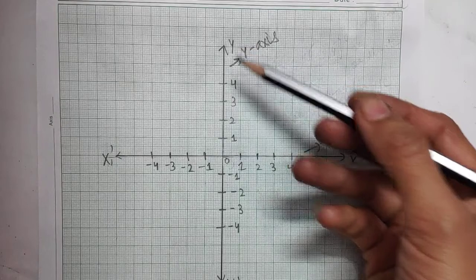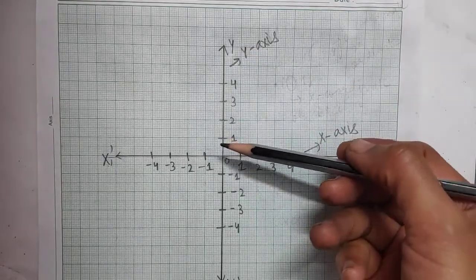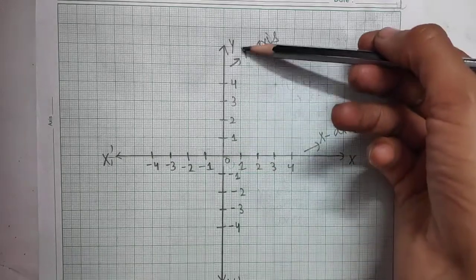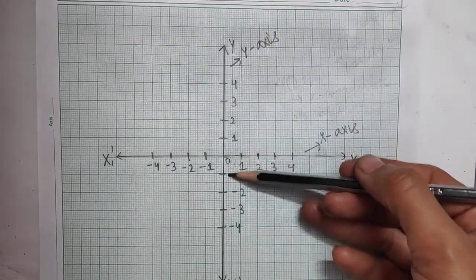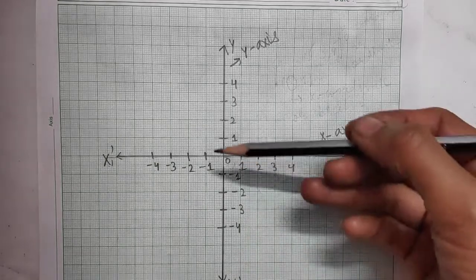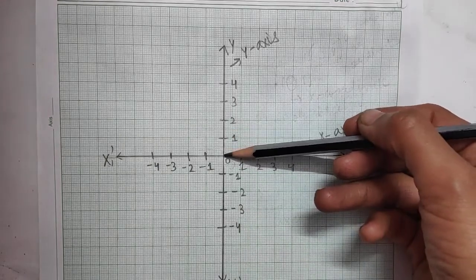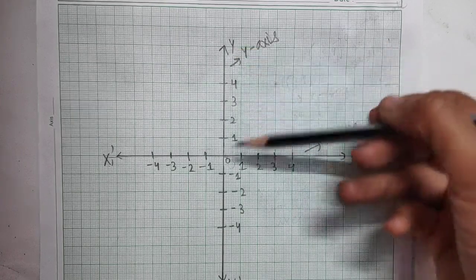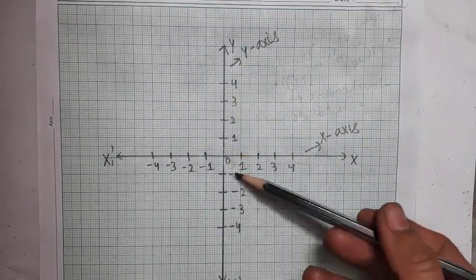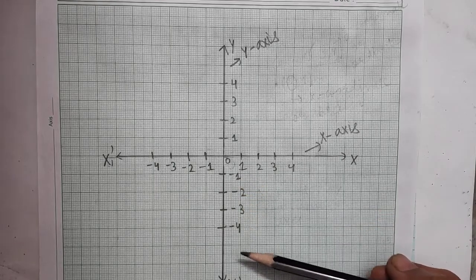The y coordinate, ordinate, of a point is positive if it is measured above the origin and negative if it is measured below the origin. You can see all the points above the origin are positive. Here, below the origin, all the points are negative, so the y coordinate will be negative.